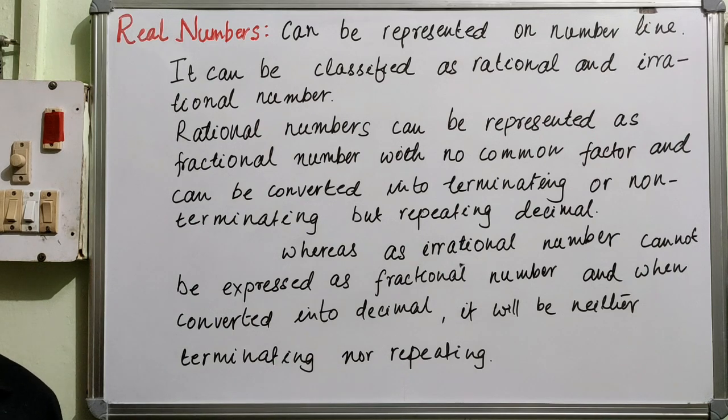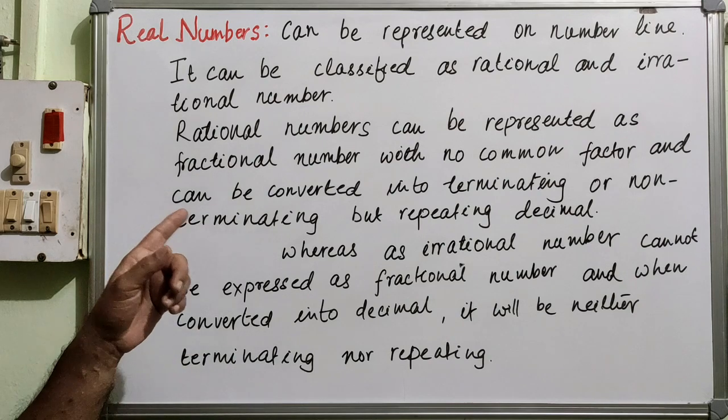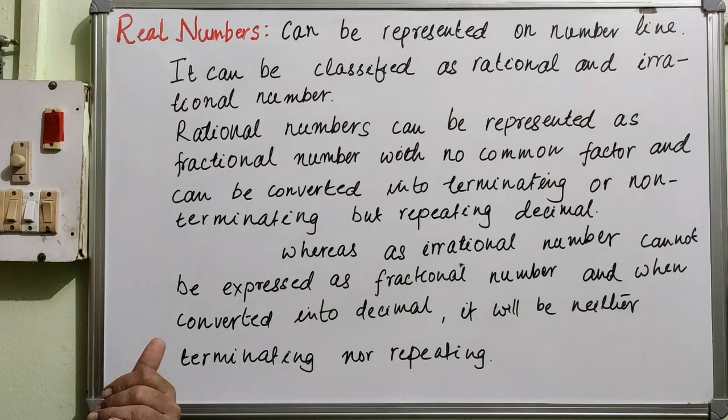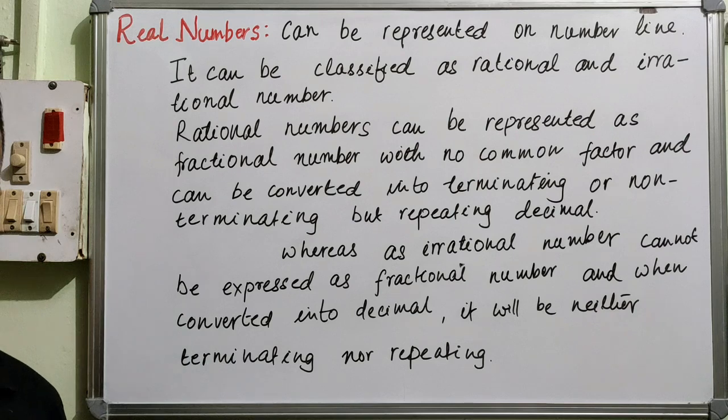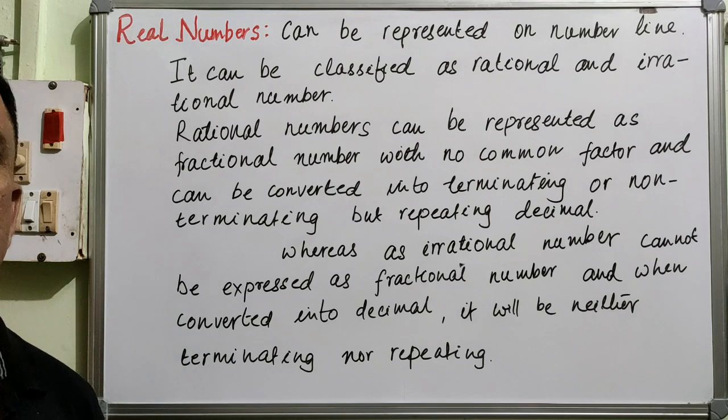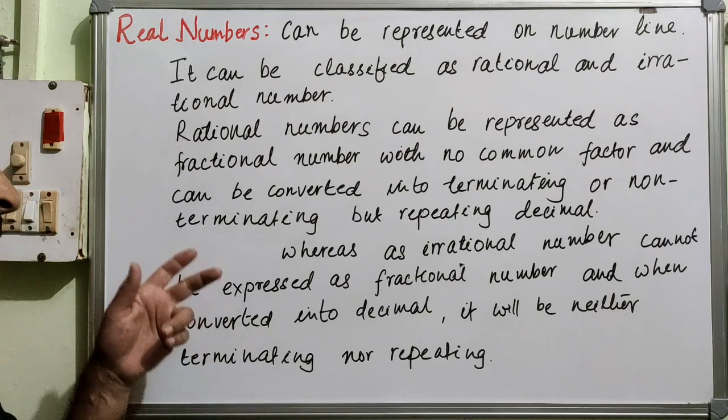Real number can be classified as a rational number and irrational number. The rational numbers can be represented as the fractional number. Rational number is actually the fractional number with no common factor. That means the fraction number in the reduced form is called as rational number. And when this rational number is converted into decimal form, it gives you either terminating decimal or non-terminating but repeating decimal. This is the definition.